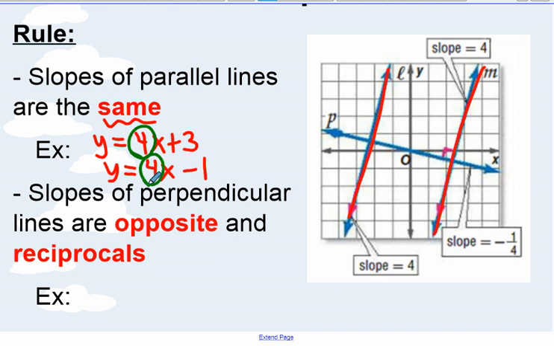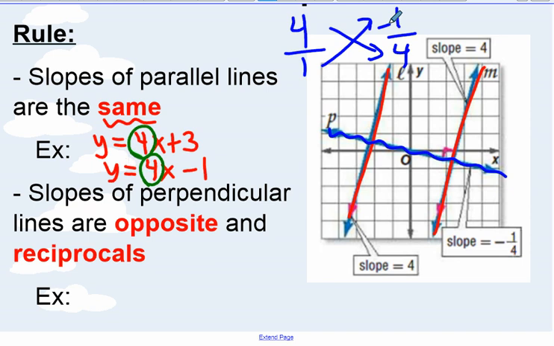So if we look at line L and M, they both have a slope of 4. And then if you look at line P here, right, it's got a slope of -1/4. So we took the number 4, which is really 4 over 1. We flipped the top and the bottom, and we gave it the opposite sign.